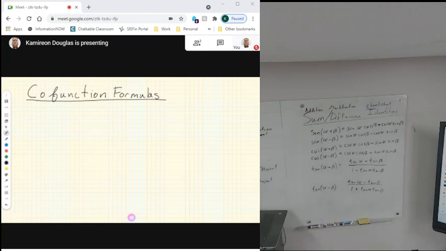Okay, let's look at some of the identity problems. First, co-functions. On your cheat sheet.